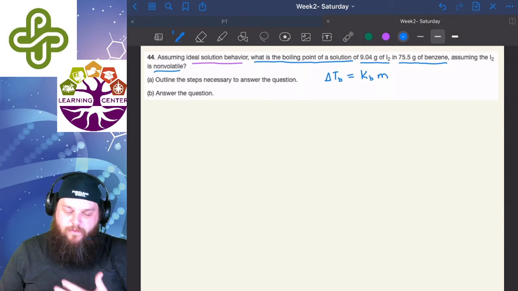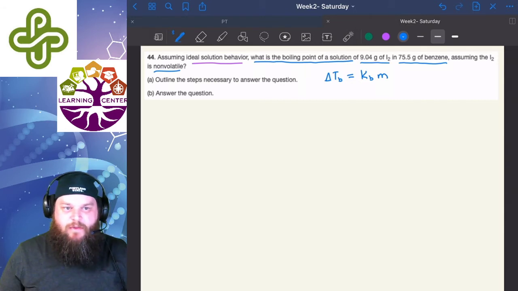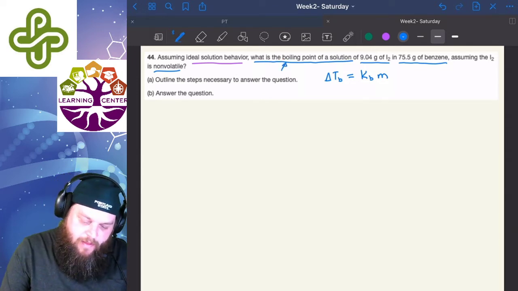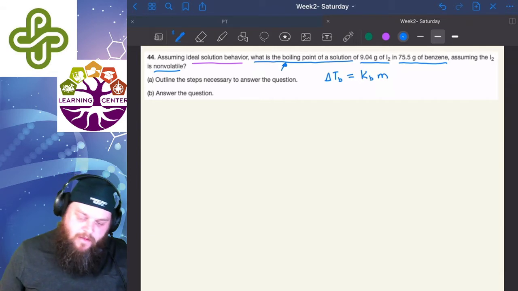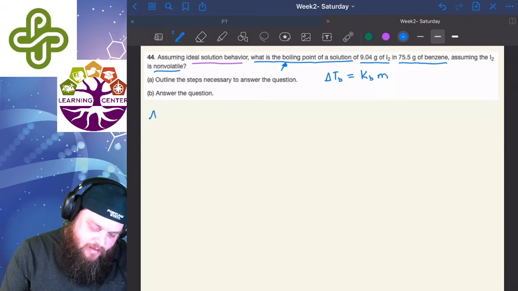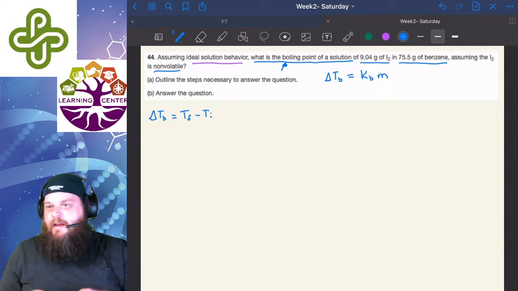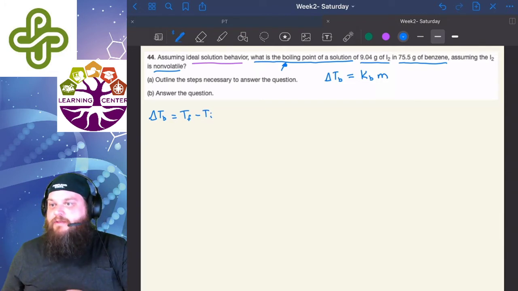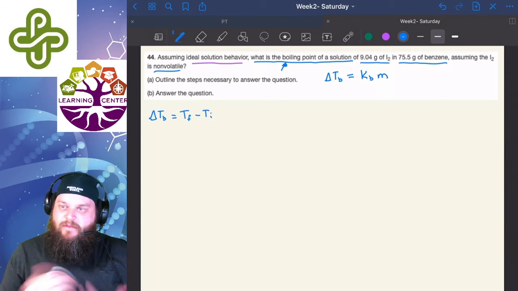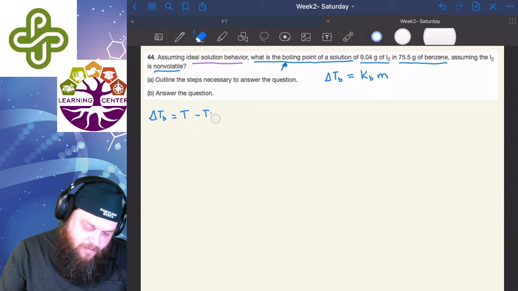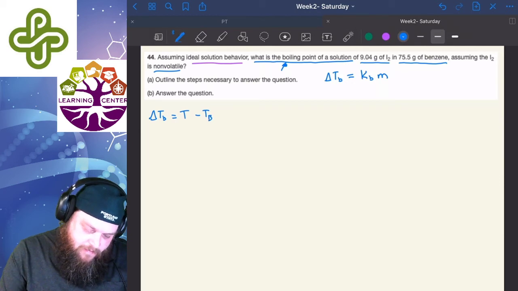To solve this, we do a lot of the same things that we were doing before. But first, let's set up what we're looking for. We want to find what that boiling point is. So this delta T B is really equal to temperature final minus temperature initial. Initial is before you add the solute to it, and final is after the solute. I could also say this is the temperature of benzene, capital B, and this is the temperature of the solution.